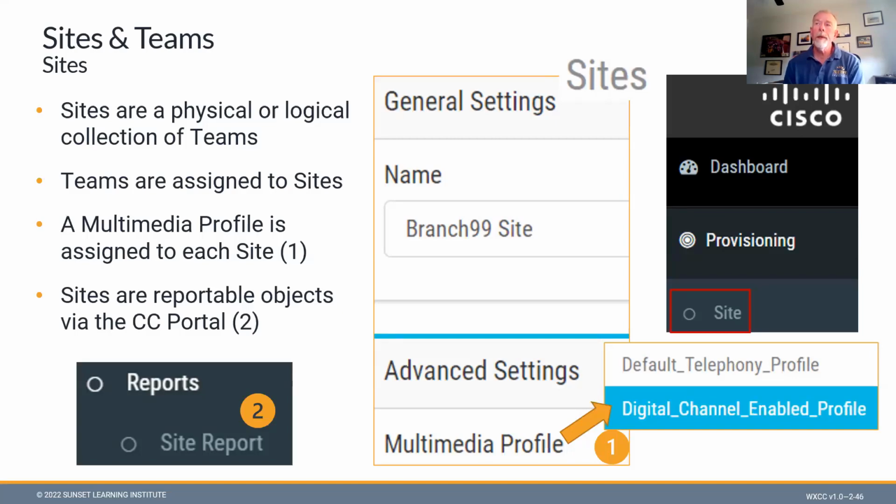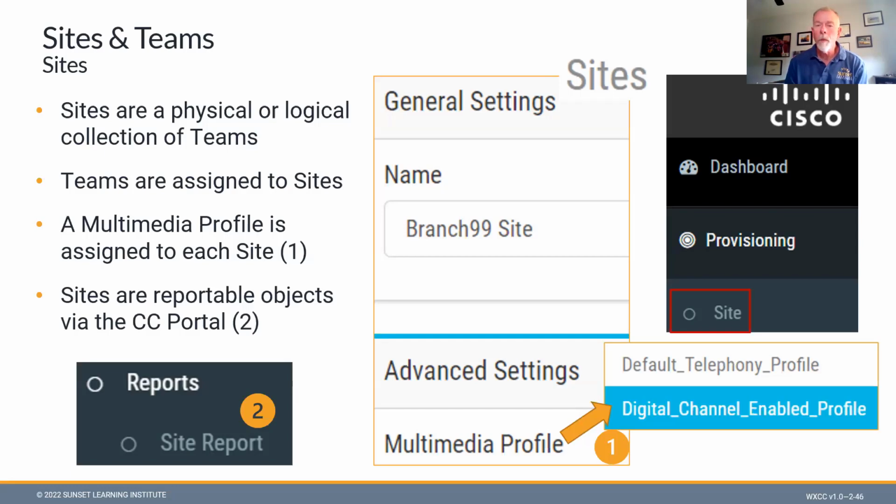What's a team? It's something, as you're going to see, an agent logs into. So it doesn't have to be necessarily physically located somewhere. Here I've got a Branch 99 site that could be my own little small contact center. Could be one of the departments that's utilizing this contact center functionality. So your mileage might vary here.